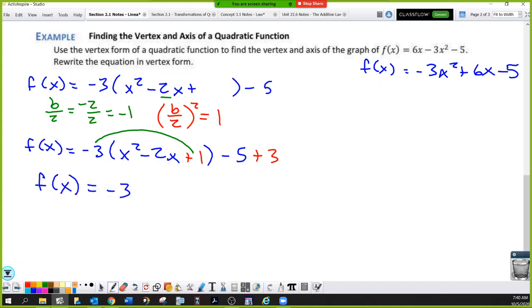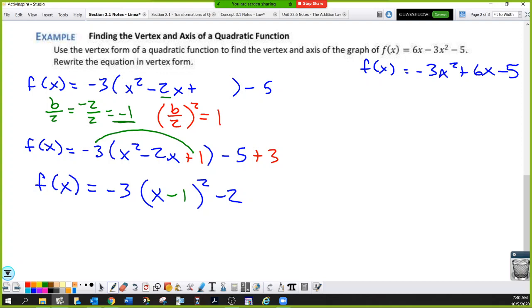But that set of parentheses now, x squared minus 2x plus 1, is a perfect square trinomial, and it will factor to a set of parentheses squared. X in the front, and then, like I said, this number right here will go right there. And then on the outside, negative 5 plus 3 is negative 2.